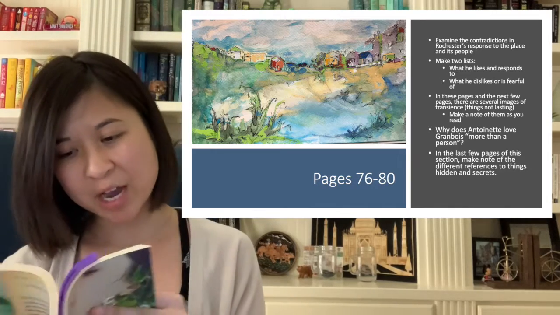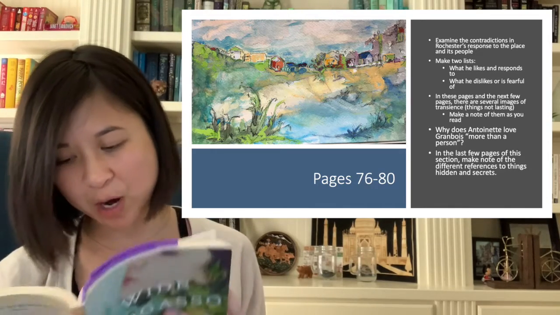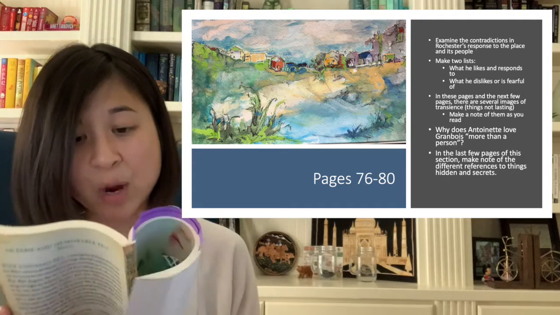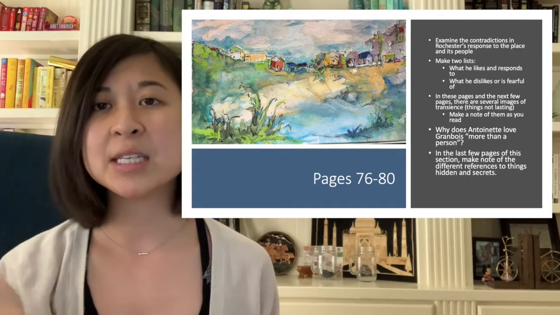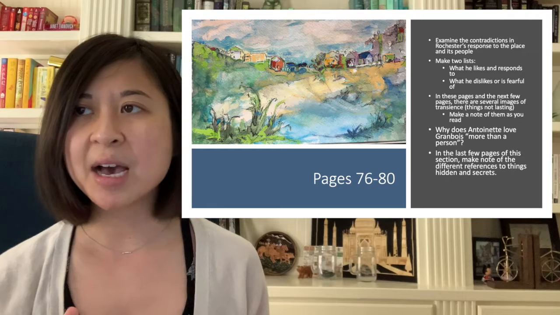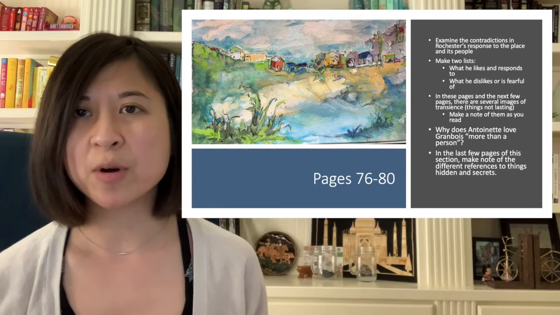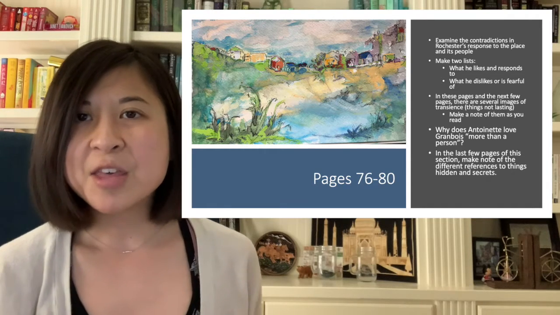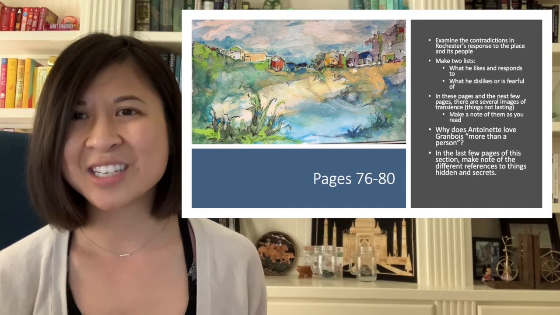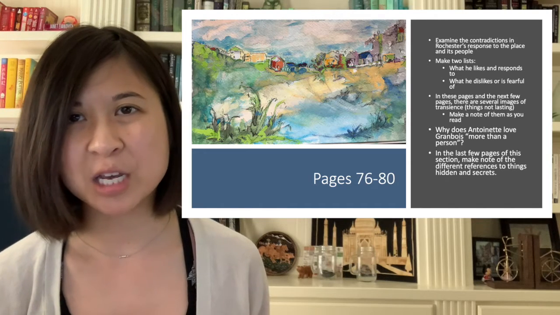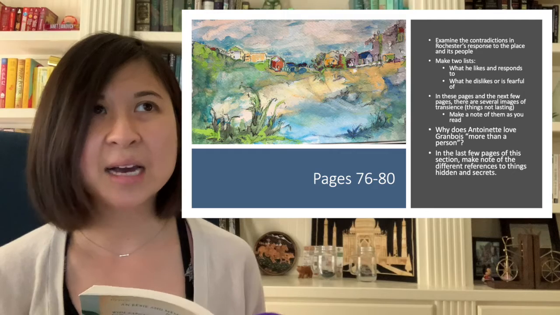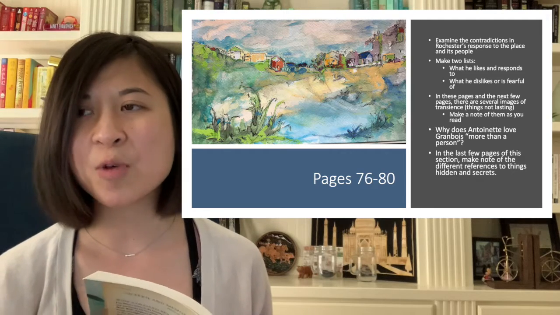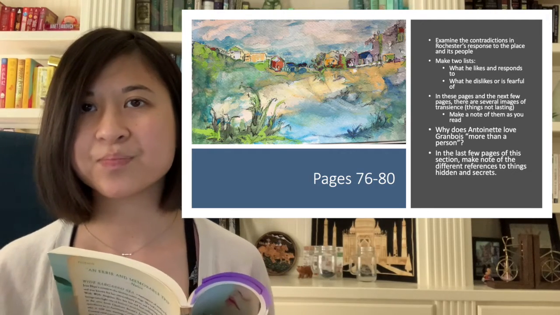And on page 81, there's a conversation where Antoinette mentions that she loves Grambois, and Grambois, of course, is her island, her estate where she resides. Why does she love it more than a person? Why would she love this estate more than a person? Consider her past, all of part 1, and the reason and rationale behind that.